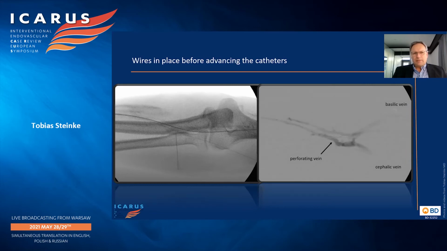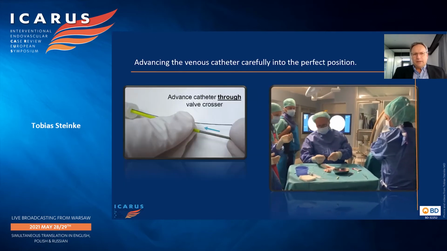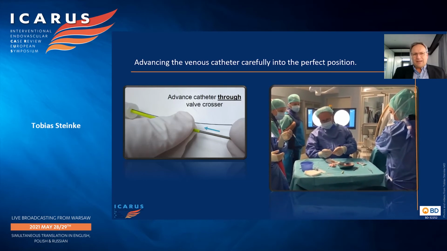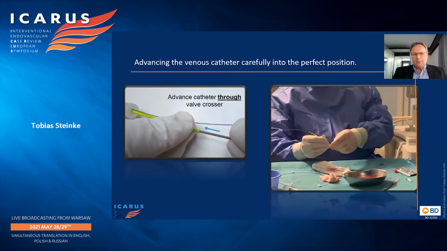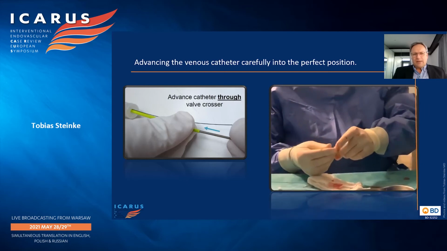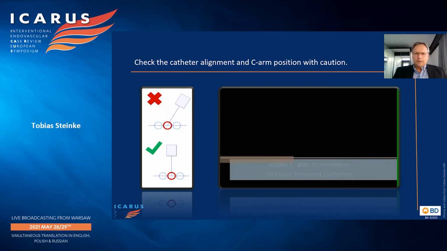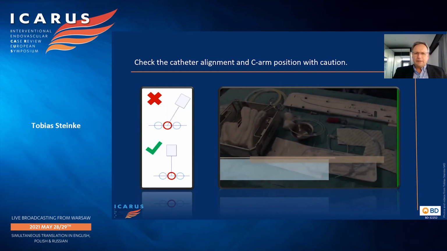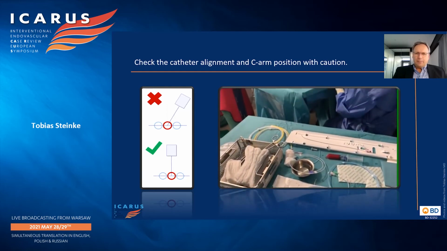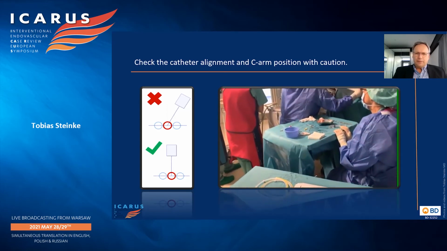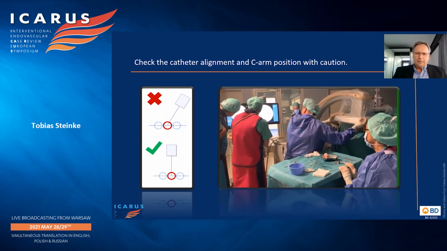Here you see the wires in place before advancing the catheter, and the venous wire is placed in the outflow tract into the cephalic vein. We always advance the venous catheter carefully into perfect position by using the valve crosser so that the electrode isn't damaged by this maneuver. We are checking the perfect alignment of the catheters by rotating the C-arm so that we can get a perfect perpendicular view of the catheters in place.